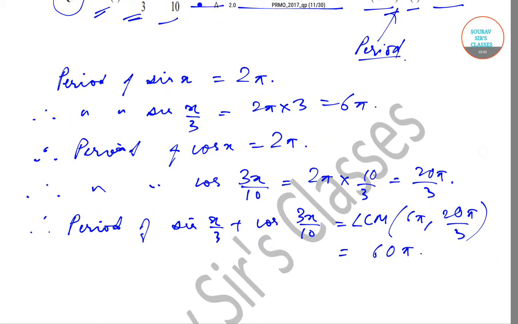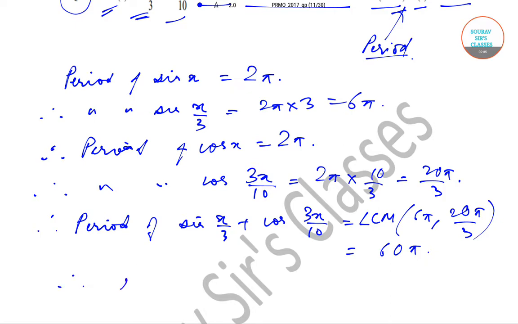Okay, 60 pi. So therefore n, the period which we need to find out, is equal to 60. The period is 60 pi and n will be equal to 60. So this is what we needed to find out, and this is the answer.